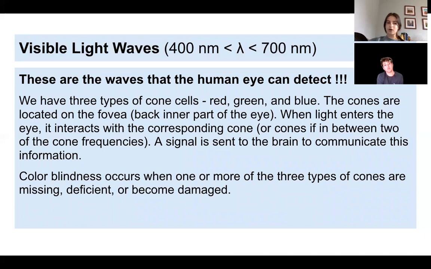And this is also how color blindness occurs, because when the red, green, or blue cone cell is damaged, our brains cannot detect the correct light.